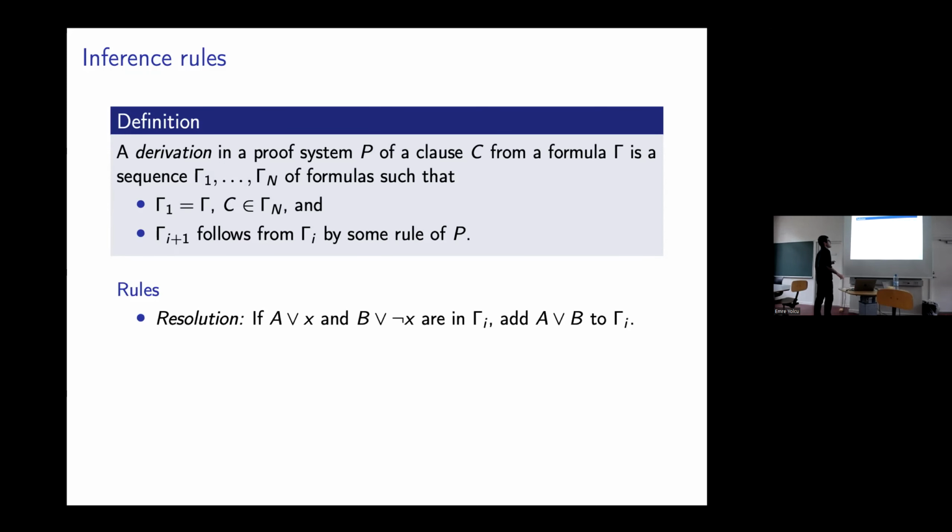So there is the resolution rule, which is one of the most commonly studied proof systems in proof complexity. And that says that if in my CNF I have these two clauses, then I add this to my CNF, and now I have a different CNF with one more clause. And often when I say just a proof and not a derivation in the proof system that we are considering, I mean by that the derivation of the empty clause from your original formula.